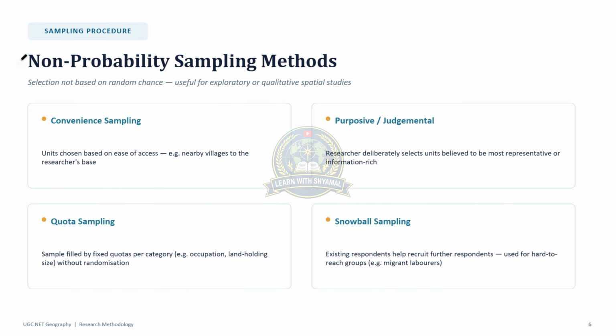Now some non-probability sampling methods. Selection is not based on random chance, useful for exploratory or qualitative spatial studies. Convenience sampling means units chosen based on ease of access. Example, nearby villages to the researcher's base. Purposive and judgmental sampling: the researcher deliberately selects units believed to be most representative or information rich. Quota sampling: sample filled by fixed quotas per category. Example, occupation, land holding size, without randomization. Snowball sampling: existing respondents help recruit further respondents. Used for hard to reach groups. Example, migrant laborers.